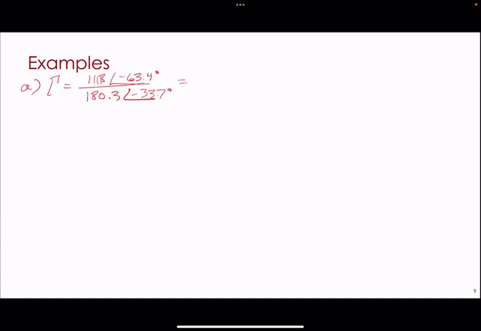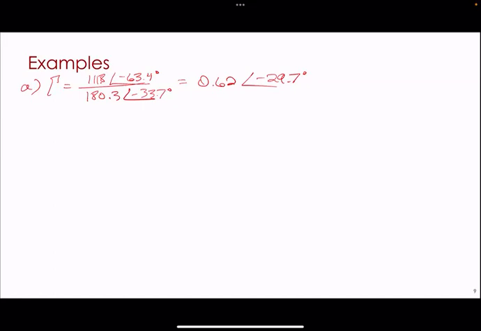So we would do 111.8 divided by 180.3, something like 0.62. And to get the angle, we would do minus 63.4 minus 33.7. So we get like minus 29.7 degrees or something like that, okay? All right, we've done a bunch of these, so I went fairly quickly through that. Now we can get to the more interesting part.